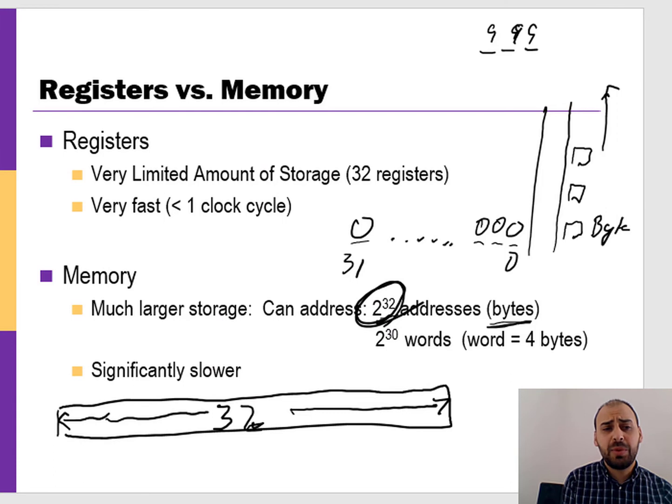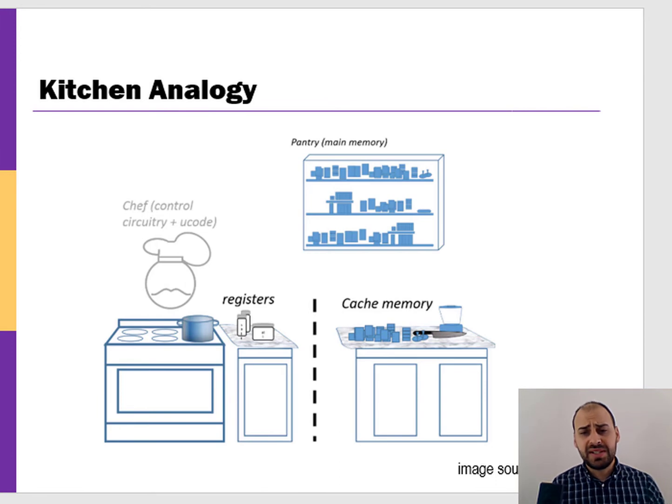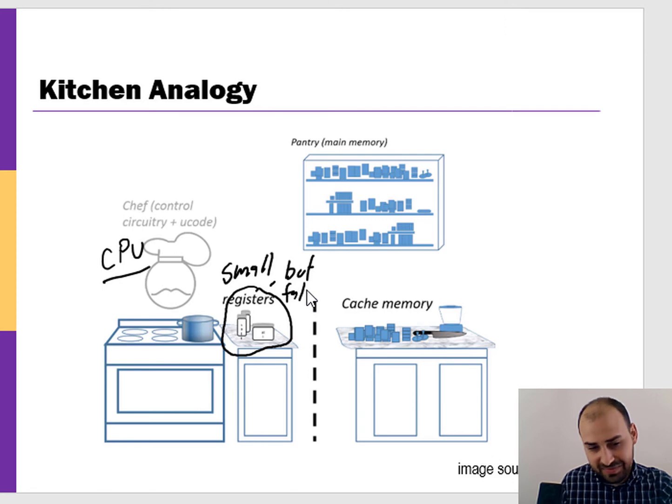This is very important. We've looked at something similar already, but I'll briefly recap. These registers are really, really small. We only have, let's say, 32 of them. So imagine this chef here. We're going to use a kitchen example. Let's imagine this chef is our CPU, and the chef is making a meal. The chef only has a small amount of counter space, very small, but fast, next to him.